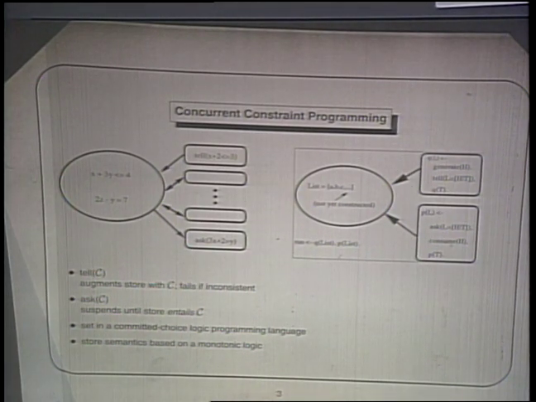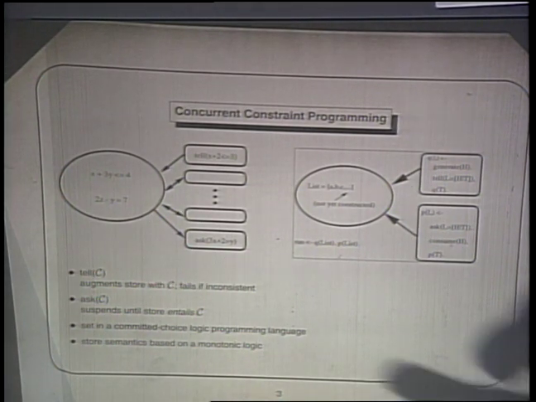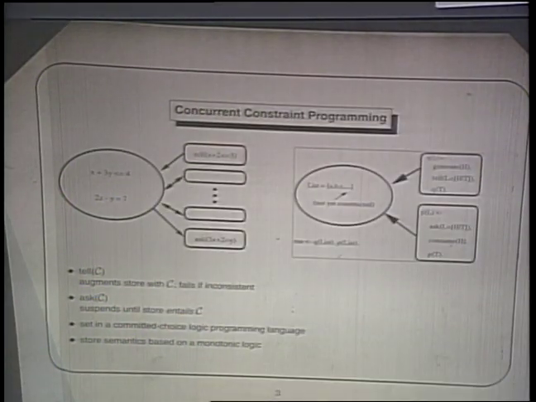In CCP, there's a notion of tell C, where C is just another constraint. That operation simply augments the store with one more constraint, provided the set of constraints remains consistent. Otherwise, you have some kind of failure. More importantly, you also have a logical condition such as ask of C. This is a logical condition which asks if C is implied by the store.